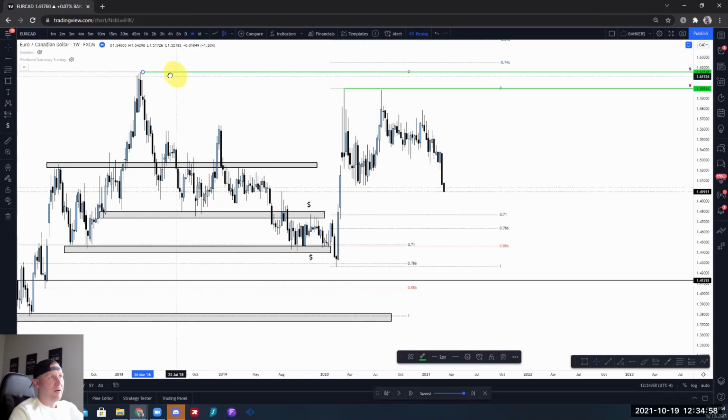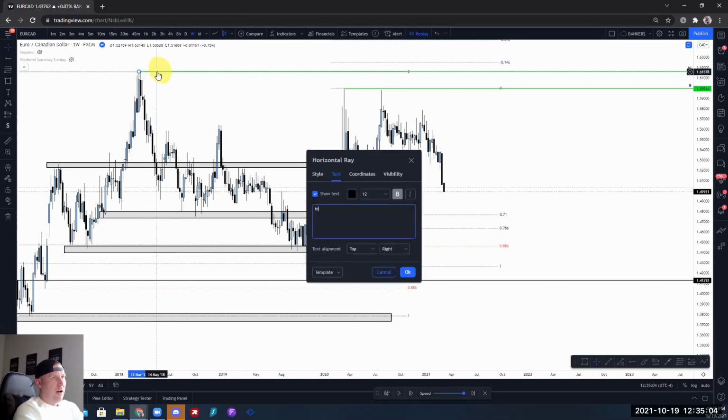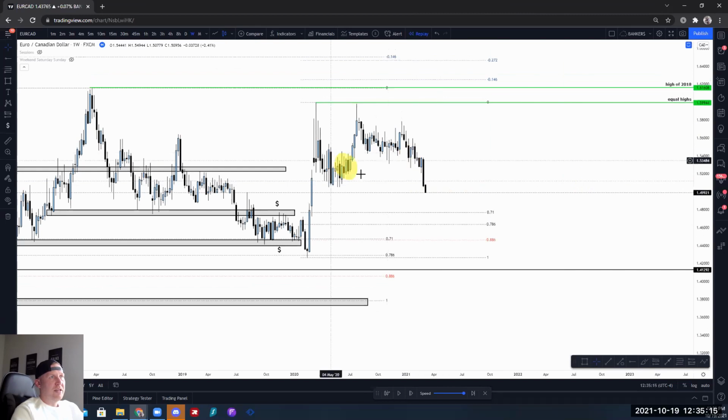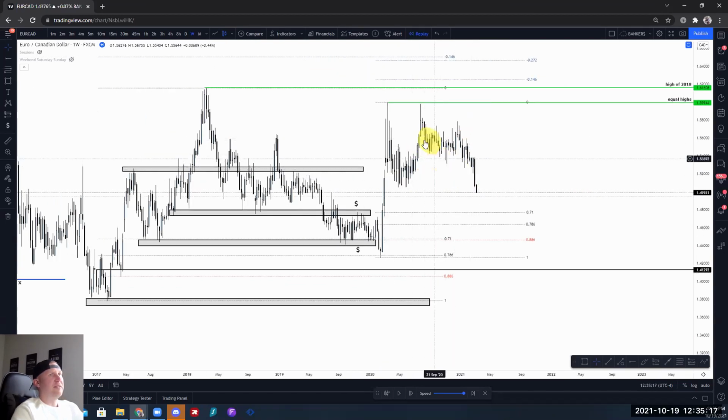So I'm going to put this was the high of 2018. High of 2018, equal highs here. Okay, so now what we're seeing here is a correction, right? This is what kind of price action is this? What is this price action doing here? What is the purpose of this price action now with these corrections?